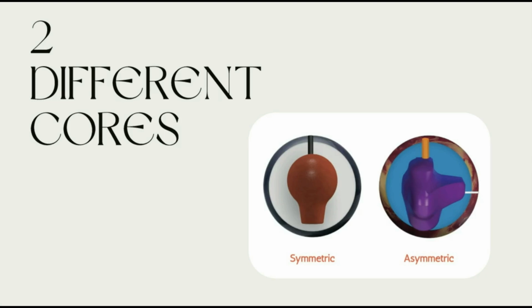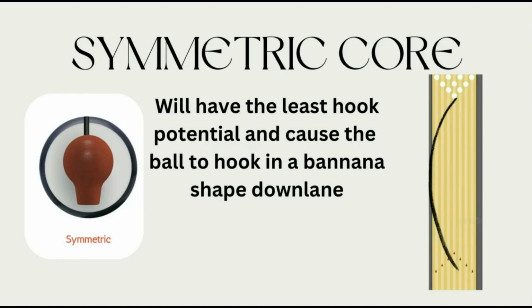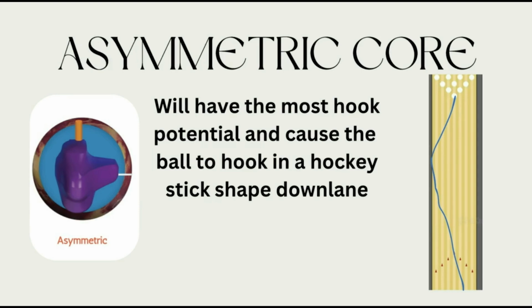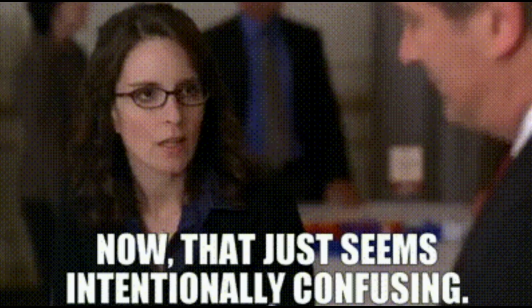Now the cores are what cause the ball to hook more or less. And there are 2 different types of cores. You have your symmetric and asymmetric cores. Your symmetric usually has the least amount of hook, while asymmetric bowling balls will hook the most. Seem complicated to you? Well, it's about to get a whole lot worse.